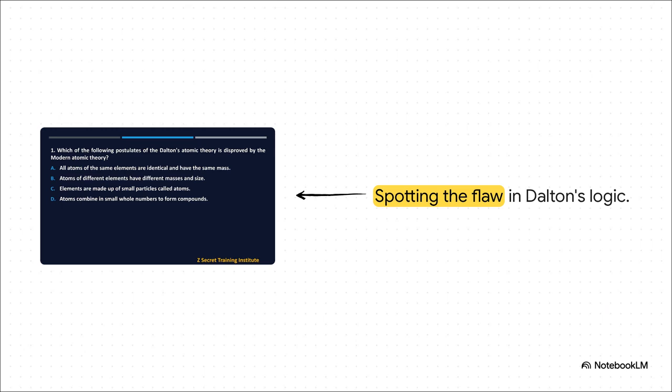Take a look at this question. It asks exactly which of Dalton's postulates was disproved by modern atomic theory. Well, if you look at the first option, all atoms of the same elements are identical and have the same mass, you immediately spot the flaw. Because we now know about isotopes, we know this statement from Dalton is definitively false. Science is a living thing, right? It adapts. The second new evidence shatters old assumptions.